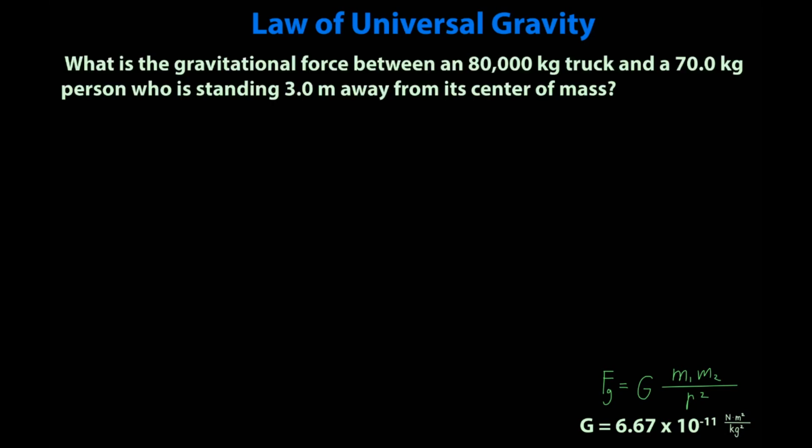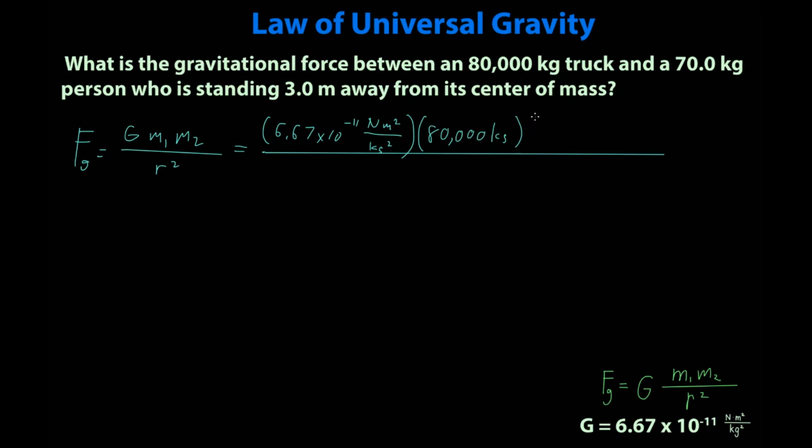Let's start with this first one. What is the gravitational force between an 80,000 kilogram truck and a 70 kilogram person who is standing 3 meters away from its center of mass? This is straight up using the relationship. Here's my relationship. Traditionally, it's written like this, but this algebraically is the same thing. 6.67 times 10 to the negative 11 Newton meters squared over kilogram squared, 80,000 kilograms, 70 kilograms, 3 meters, and this whole thing is squared, including the units. That means meters squared is going to be canceled, kilograms squared is going to be canceled here. I'm going to be left with newtons. I do the math, I end up with 4.15 times 10 to the negative 5 newtons.